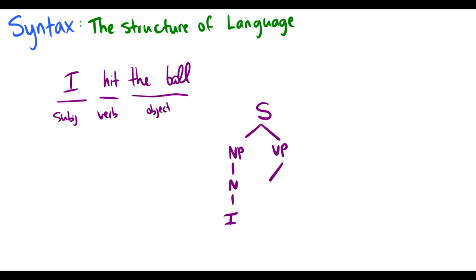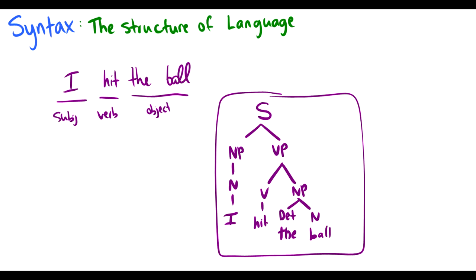In the verb phrase, we have a verb, which is hit, and then it has another noun phrase, which would be the ball. So the noun is ball, and then it also has this thing called a determiner, which is the word the, which specifies exactly which ball we're talking about. So we can use our hierarchical structure, and we can draw a tree or a structure for language as well.